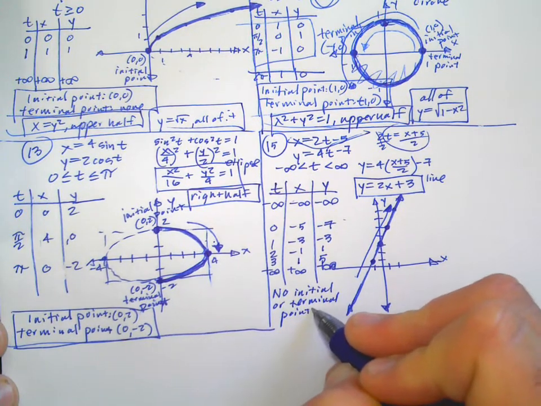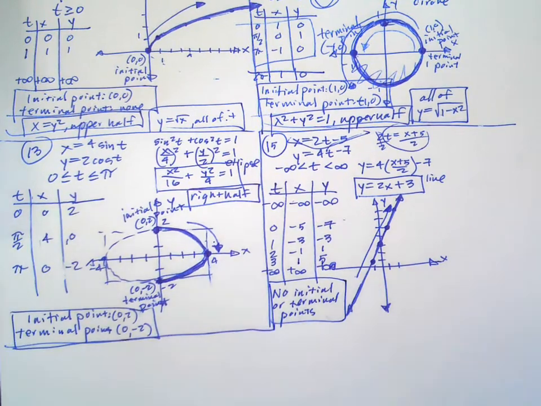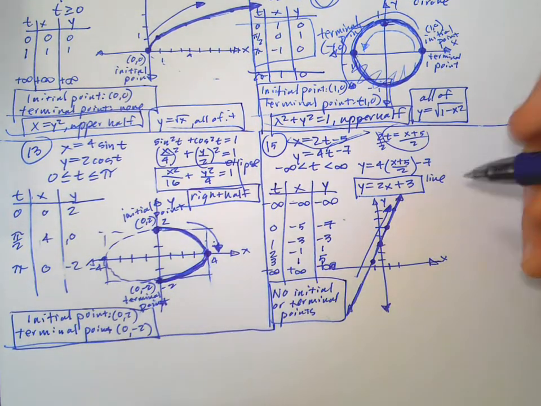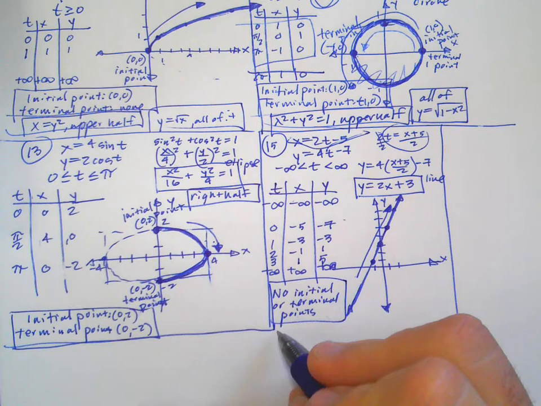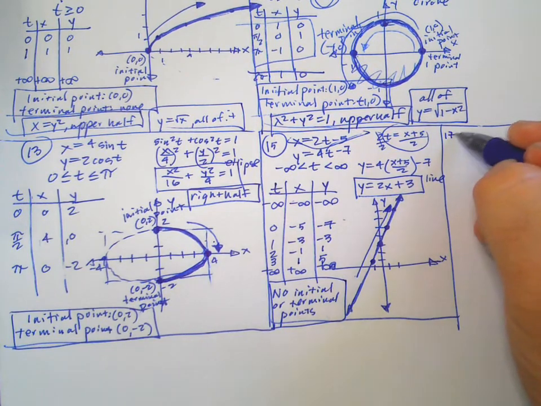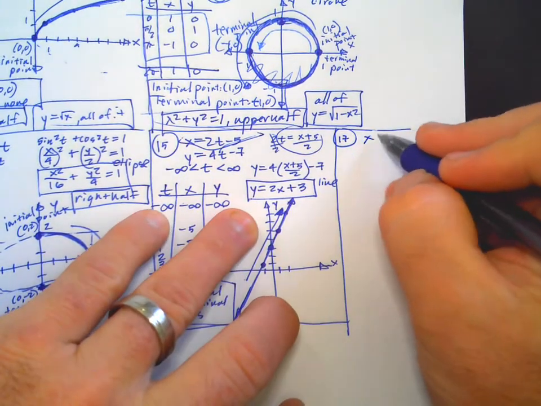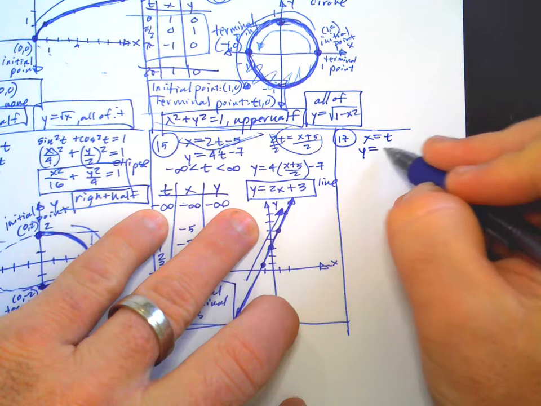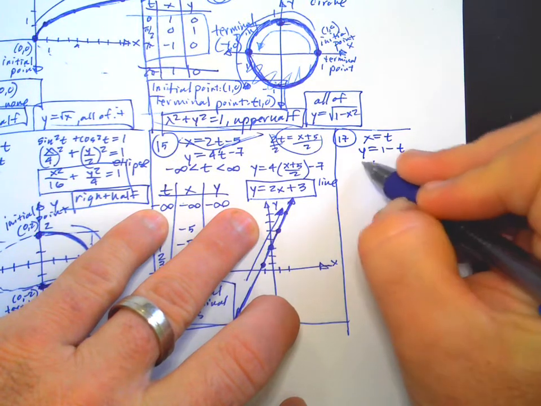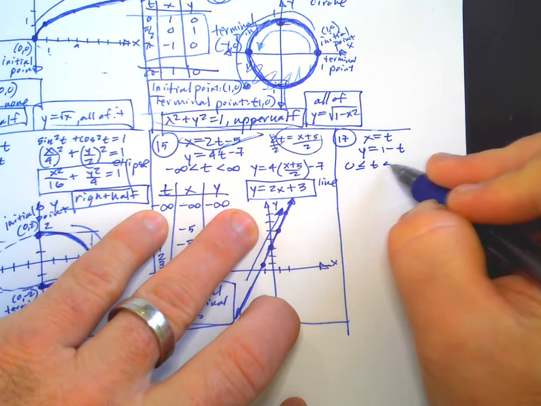So okay, 17. I'm gonna see if we can fit it right here, just to save a piece of paper or something. So 17, x equals t, y equals 1 minus t. T is between 0 and 1.